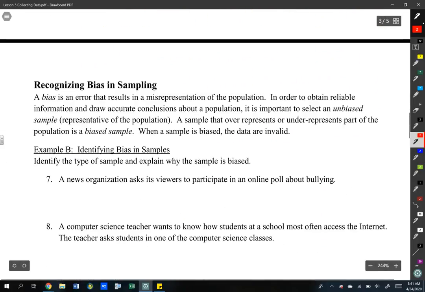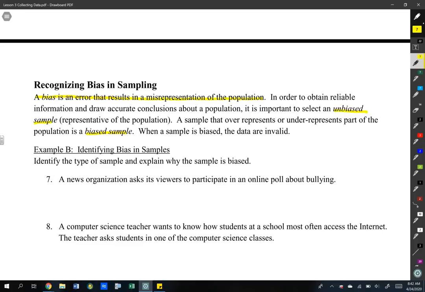The next thing we're going to talk about here is bias. A bias is an error that results in a misrepresentation of the population. In order to obtain reliable information and draw accurate conclusions about a population, it's important to select an unbiased sample. A sample that overrepresents or underrepresents part of a population is a biased sample. When a sample is biased, the data are invalid. Now, notice the word data is used in both a singular and a plural context.